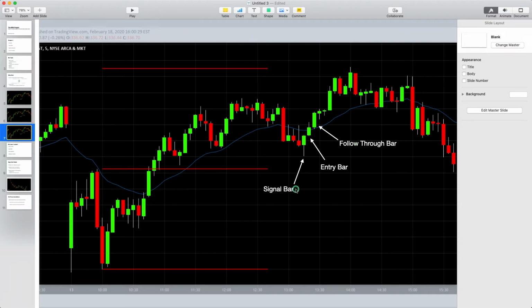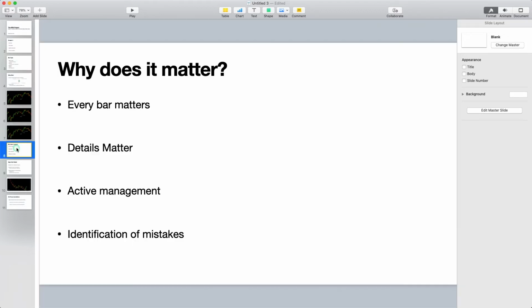So why does this matter? Why does the signal bar, entry bar, and follow-through bar matter in terms of why we're naming them and identifying them? An underlying theme for all of Al's work, and what makes him different than many other traders, is that he believes that every bar matters. There's no noise, and every bar is telling you part of the story. And if you ignore one bar and call it noise, then you're going to miss an important piece of the puzzle.